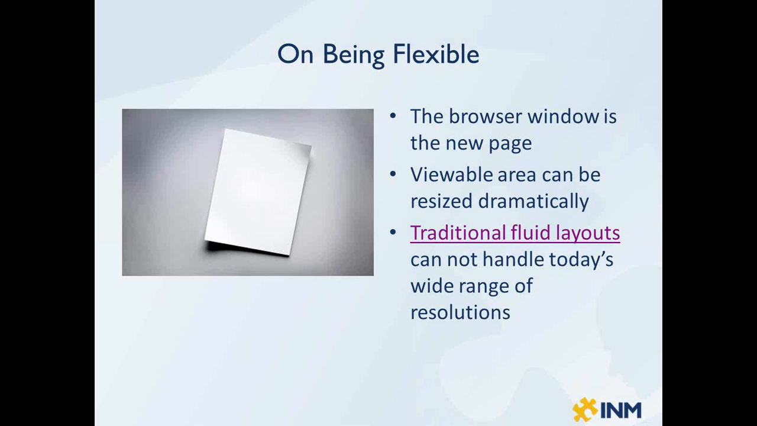What ended up happening was there were some clever designers and developers that came up with what was called a fluid grid. It was based on the 960 pixel grid, but it was slightly fluid. It could expand and contract a little bit to a certain point, but it quickly became incapable of handling the wide range of resolutions that we have today. So I'll show you an example of the fluid grid.